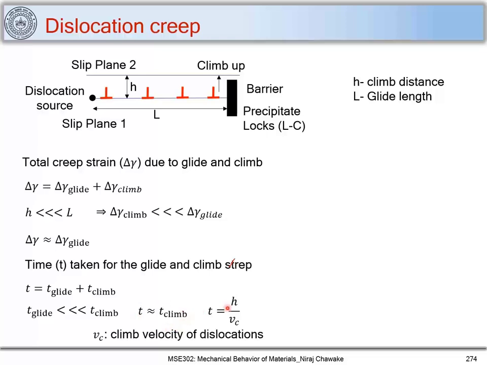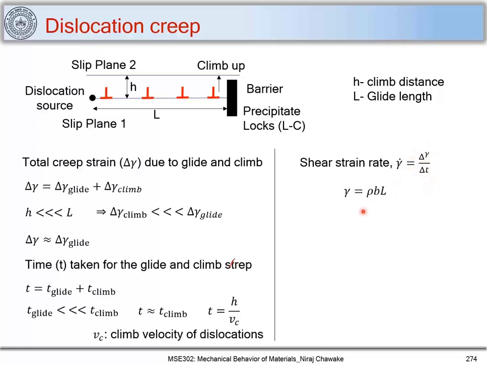And this can be written as t is equal to H upon Vc, where Vc is nothing but the climb velocity of dislocations. So we have a certain climb velocity of these dislocations, and based on the distance which the dislocation has to overcome, you can find out the time required for dislocations to climb up. So it can be given as t equal to H upon Vc. Now shear strain rate, because we are talking about creep deformation, we have to talk about strain rate. So shear strain rate can be written as delta gamma upon delta t, that is the total shear strain developed divided by the total time required.